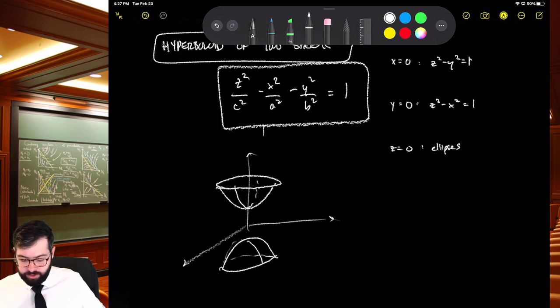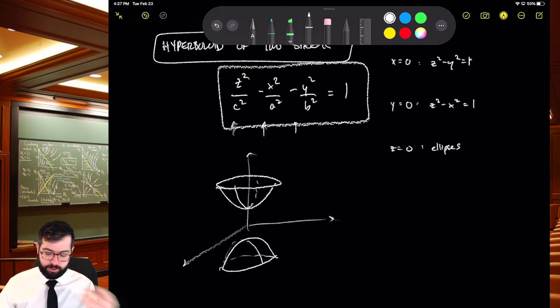Okay, so again, to just note the signs on things and where those signs are. Two of the terms are negative, one is positive, so this hyperboloid is lying on the z-axis, right? Because that's the positive one.